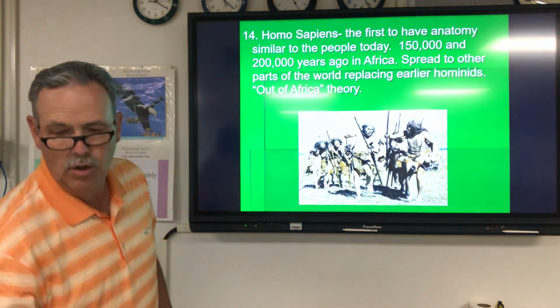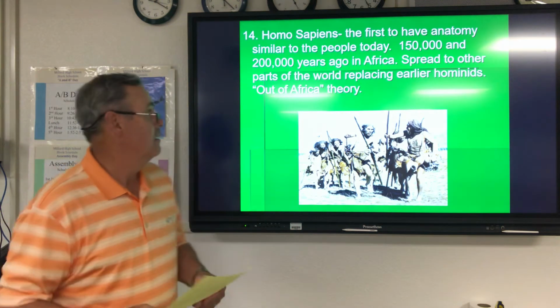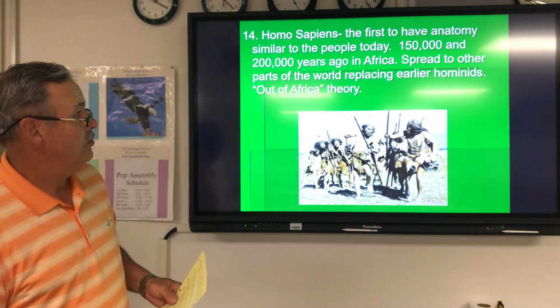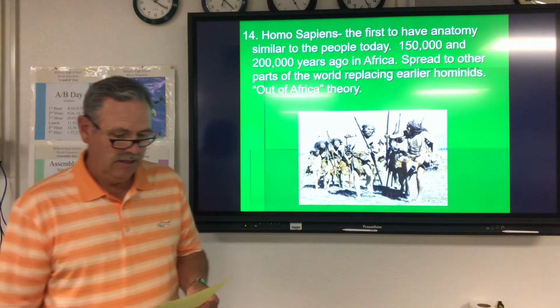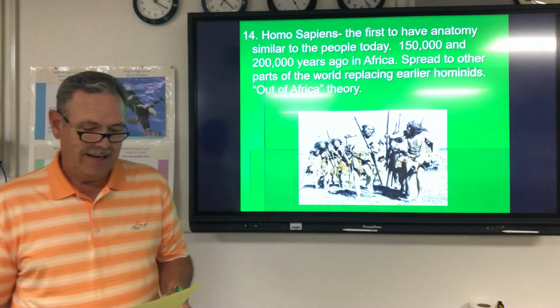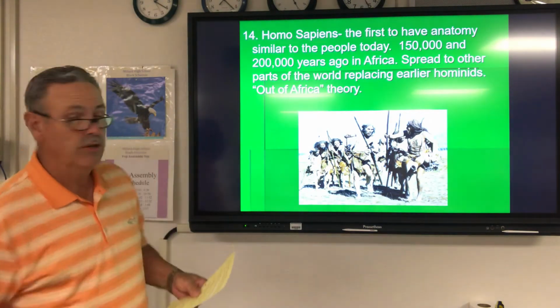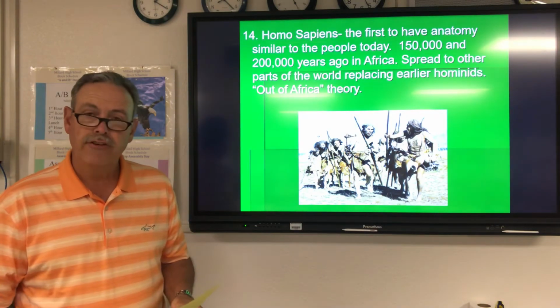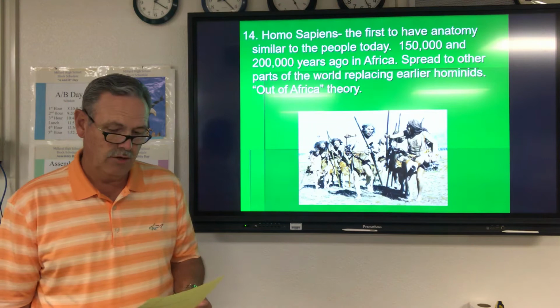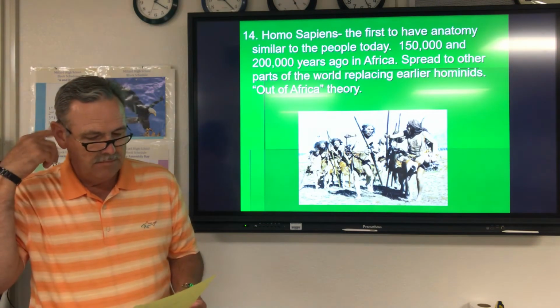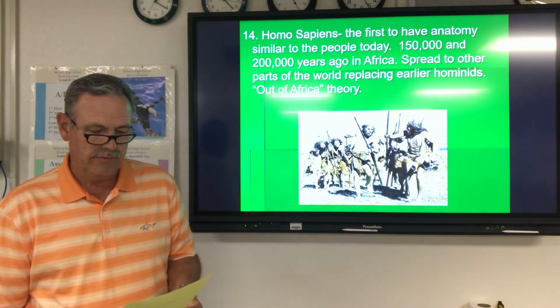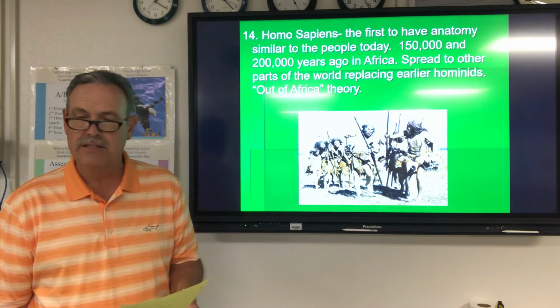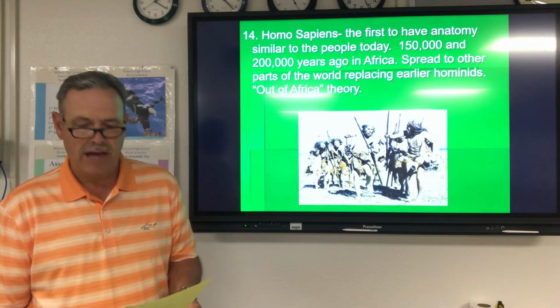Okay, the next group, Homo sapiens. The first to have anatomy similar to people today. And I maybe should have added Homo sapiens sapiens, but 150,000 to 200,000 years ago in Africa. They spread to other parts of the world, replacing earlier hominids, and it's kind of the out of Africa theory.